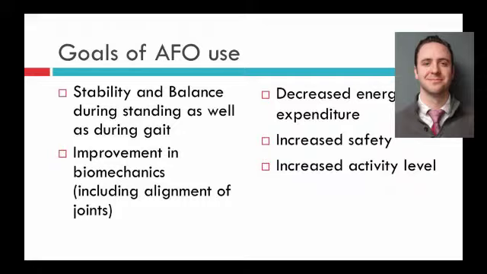Improvements in biomechanics, including the alignment of the joints. By aligning the joints better, we hope to have less stress on the joints. You're hoping that you're helping somebody to have increased step length, having some equalness to their walking, because often there's a limb that may be more affected than another limb. Decreased energy expenditure, because maybe you're not using as much effort to stand still. Maybe you can walk for a longer duration as a result of increased activity level.